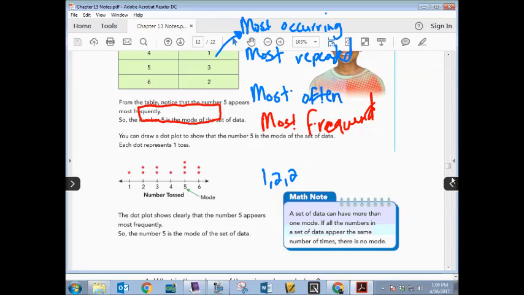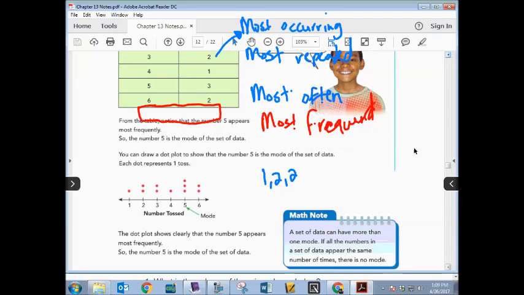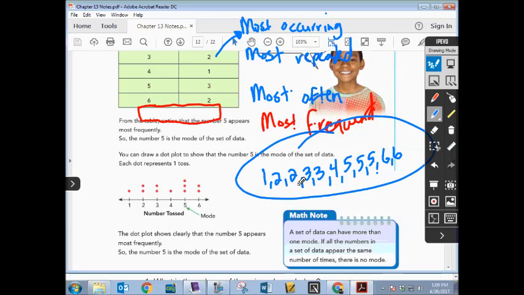So he rolled a 3. How many times? He rolled a 3 two times, so 3 3. He rolled a 1 4. He had 5 3s. And then he had a 6 and a 6. And that's what it would really look like. I mean, that's what the data would look like.